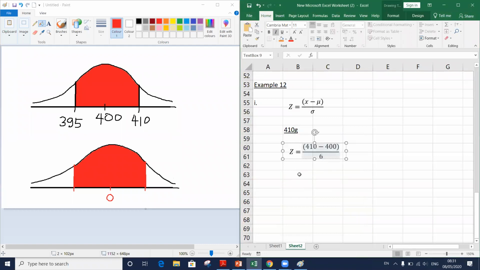එහෙනම් what is the corresponding Z value here? ග්‍රෑම් 410ට අදාළ Z value එක කීයක් වෙන්න ඕනද? 1.66. The 10 divided by 6. Right? 10 divided by 6, 1.66.